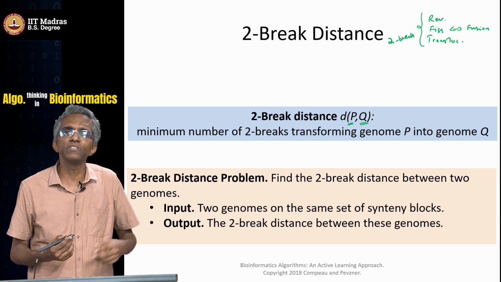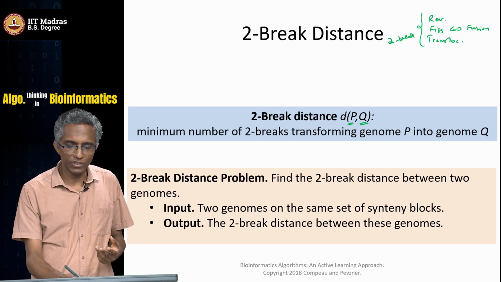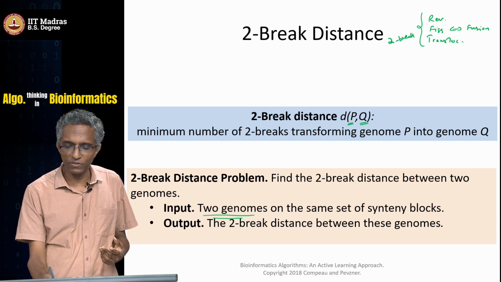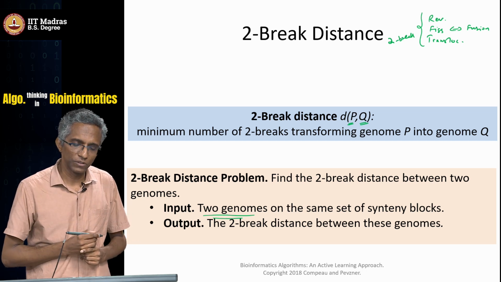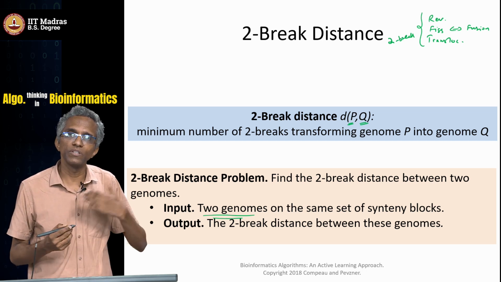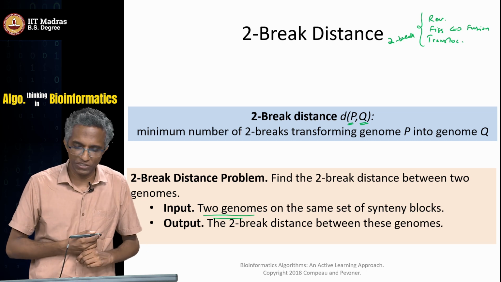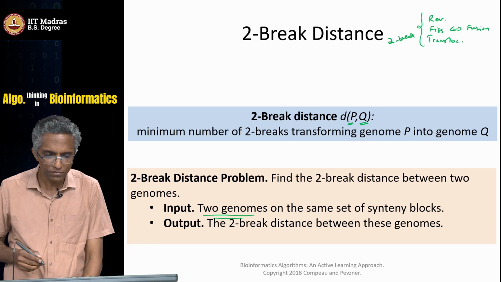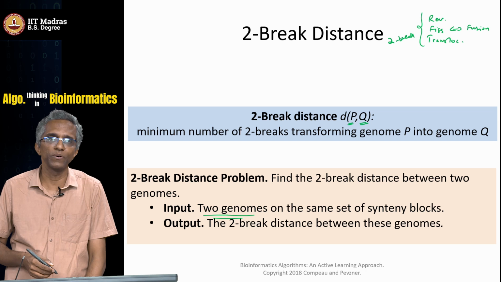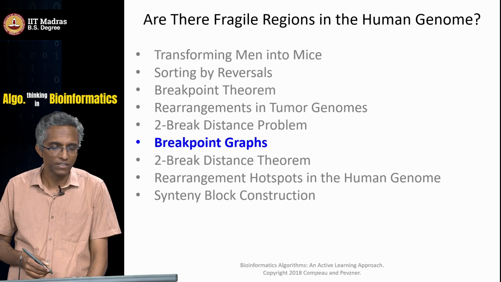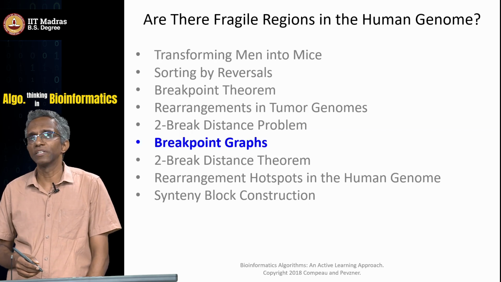It generalizes the reversal distance, and the problem is you are given these 2 genomes on the same set of synteny blocks, and then you want to figure out the 2 break distance to transform one to the other in a minimum number of 2 break operations. Okay. Now, how do you solve this problem? Okay. That is what we will look at next, using the concept of breakpoint graphs.